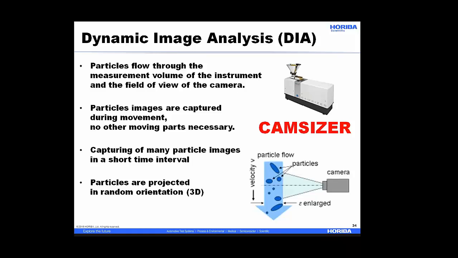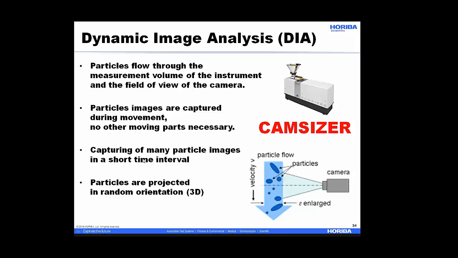And this is a great segue into what I want to introduce, which is dynamic image analysis. Dynamic image analysis is a technique of taking pictures of particles to extract particle size. The particles flow through the measurement volume of the instrument and the field of view of the camera. So I have these particles in the lower right dropping and the camera on the right taking pictures. There are no other moving parts. The particles fall, you take a lot of pictures, and you're done.